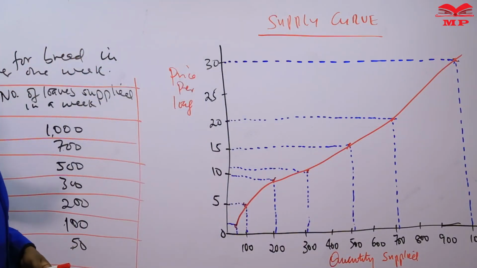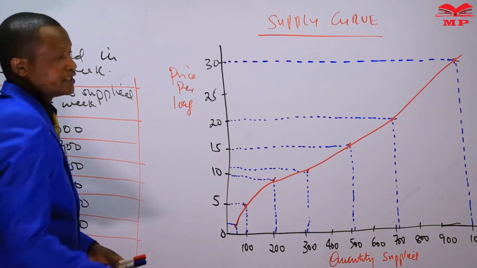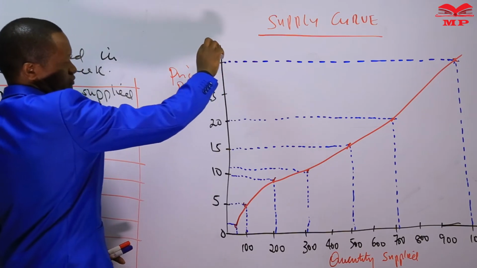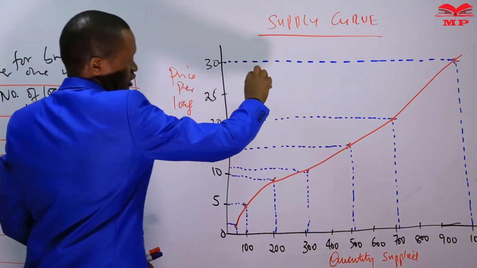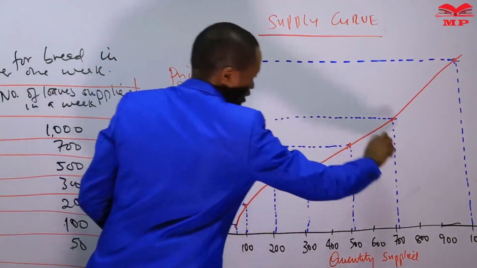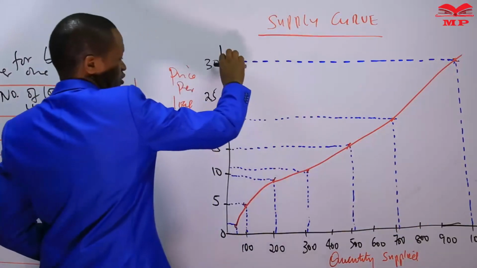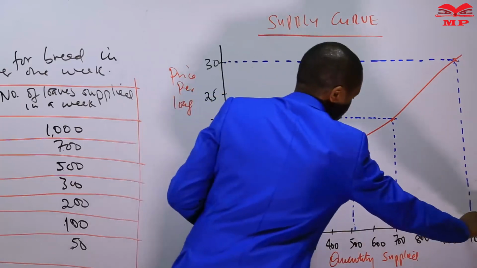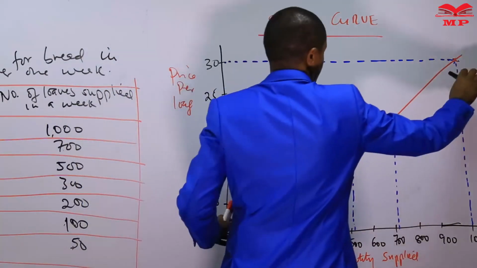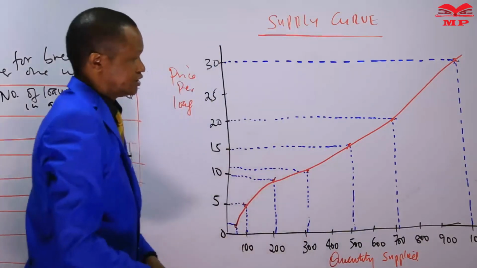Unlike the demand curve, which is the opposite, it slopes downward. The demand curve we saw sloped downward. This one is sloping upward. So that is the difference.